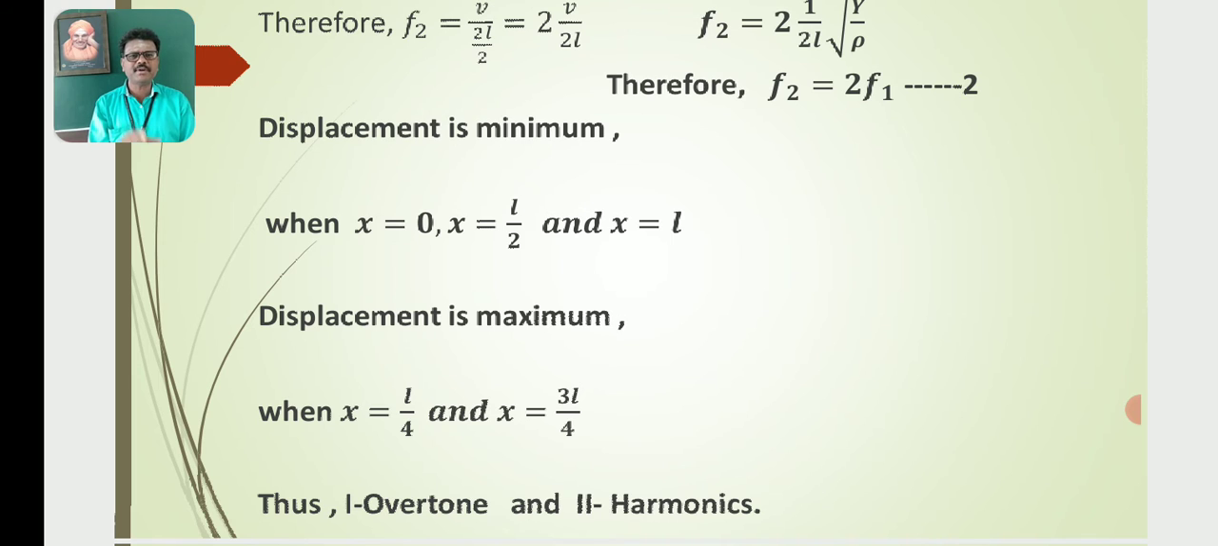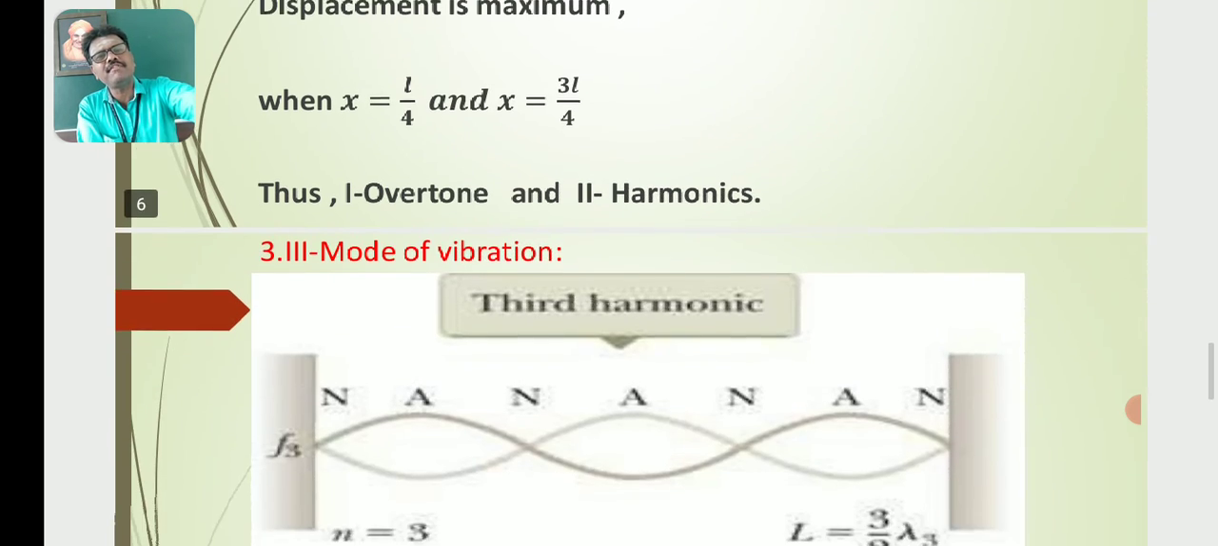In case of second mode of vibration, the displacement is a minimum, that means the nodes are formed when x is equal to 0, x is equal to L by 2 and x is equal to L, as shown in the above diagram. Similarly, in case of second mode of vibration, the displacement is a maximum, that means antinodes are formed when x is equal to L by 4 and x is equal to 3L by 4. So that is the second mode of vibration.